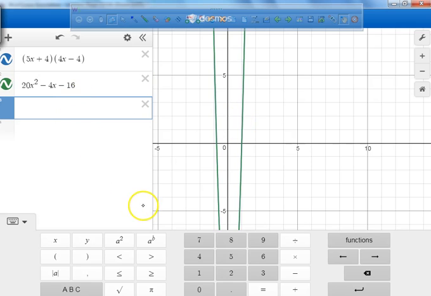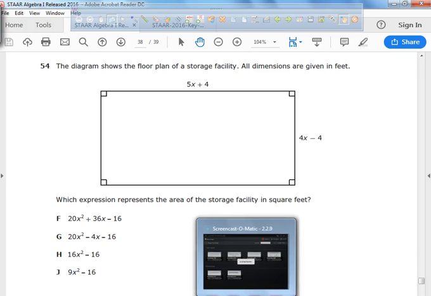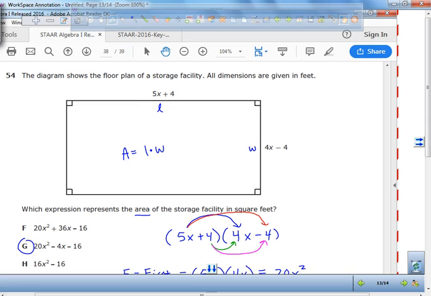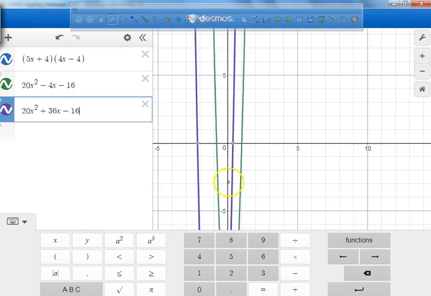Look what happens if I type in the wrong answer. Give me one of the wrong answers. What was one of the wrong answers? Oh, you don't have it. Hold on. I'll look at the wrong answers. All right, how about this? 20x squared plus 36x minus 16. All right, let's write that down. 20x squared plus 36x and then minus 16. And look what happens. You get a graph, but it's not the exact same one. So all you gotta do is type in the answers and see which one is exactly the same.